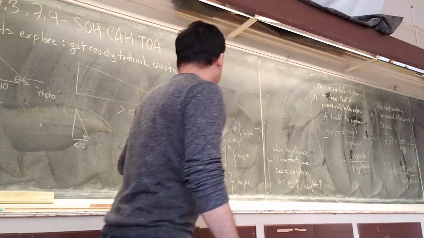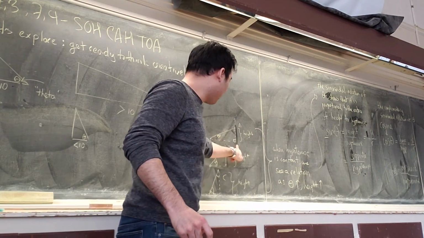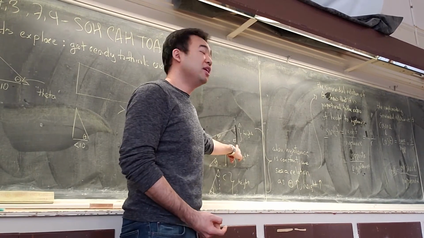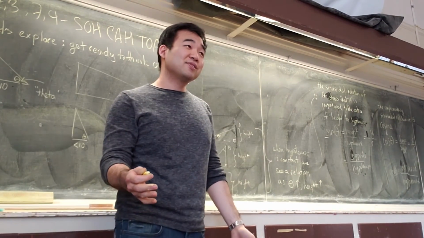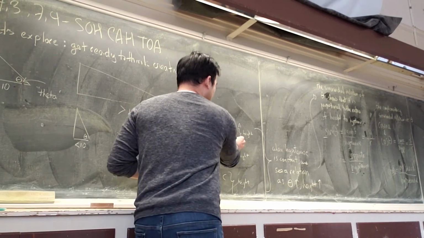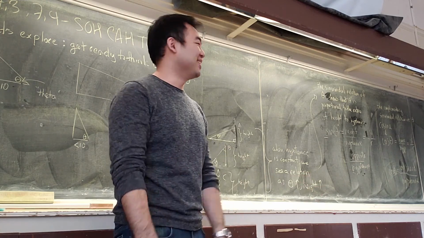Okay? So here's my triangle. Here's my angle. If this is the furthest side, we call it opposite. This side, by nature, we call it hypotenuse. What would you call the side that's right next to theta? Adjacent.